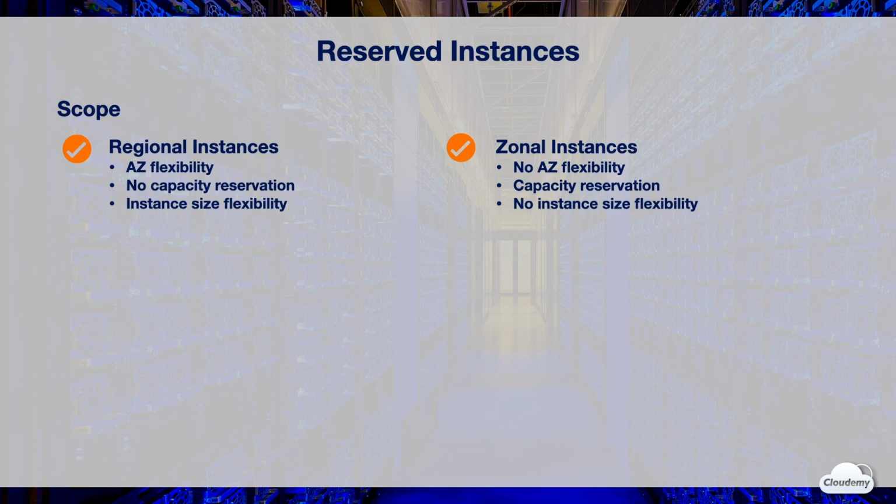With zonal instances, you specify an availability zone, and the discount applies to the AZ. You have a capacity reservation with the extra confidence of capacity. There is no flexibility of instance sizes. The discount applies to instance usage for specified instance type and size only.